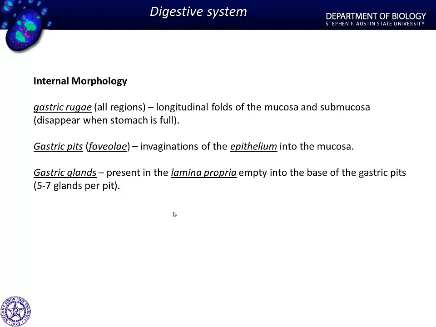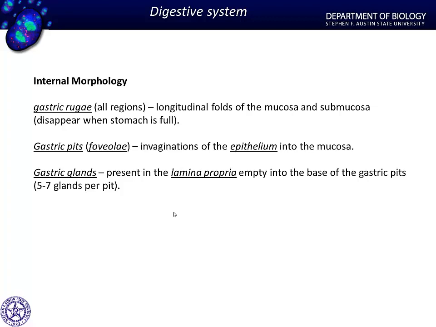Now, generally, as we look at the stomach, a little bit of gross anatomy, if you will. When you open up the stomach, you're going to see a lot of folds. Now, these are going to be indicative of a stomach that is empty. And so these folds are going to be gastric rugae.